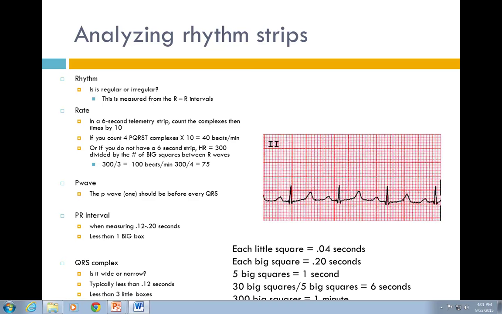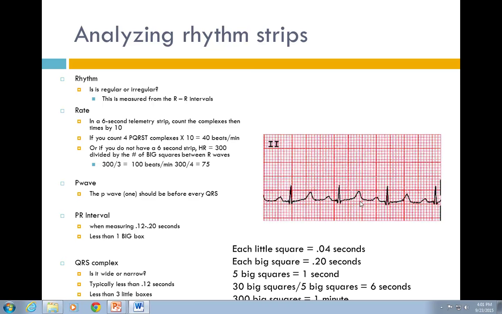Alright, so the next step would be the rate. And the rate can be measured in two ways. A quick method of determining the heart rate is by counting the QRS complexes in a 6-second strip and then multiplying it by 10. So if this particular strip I have here on the slide was a 6-second strip, then I could just count the PQRST complexes, 1, 2, 3, 4, and I could times them by 10 to say that the patient or the client has 40 beats per minute right now.